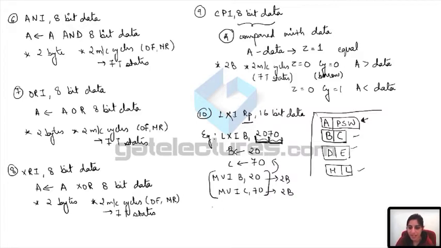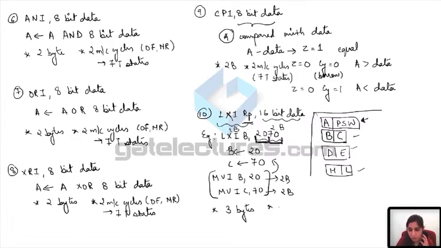This LXI RP, this complete instruction, is going to take 3 bytes. See, 1 byte for the opcode, 2 bytes for the data. So this is going to take 3 bytes completely, right? So we have saved 1 byte of memory using this instruction instead of these two.